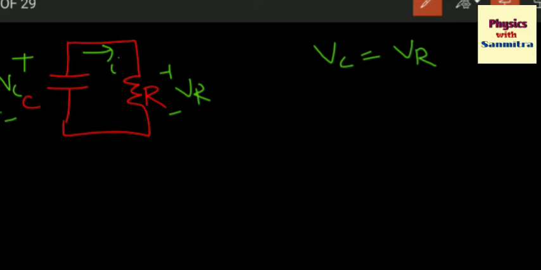See, Vc we can write Q by C, and Vr we can write I into R. Now see, this current will be decreasing because the charge, what is happening is that this charge is actually decreasing.